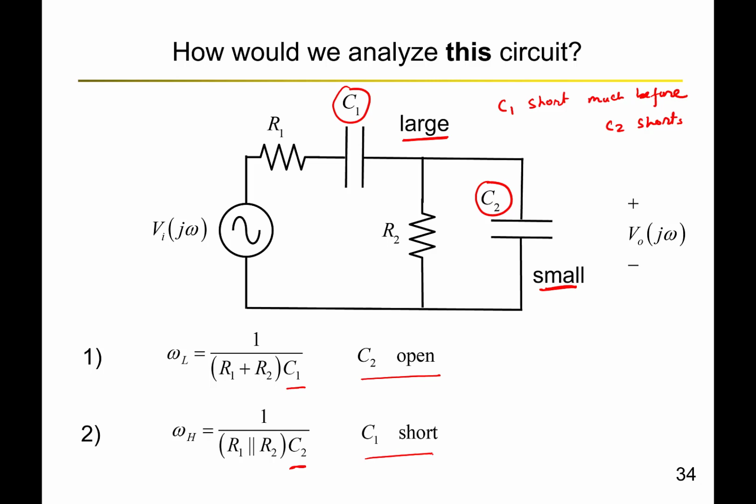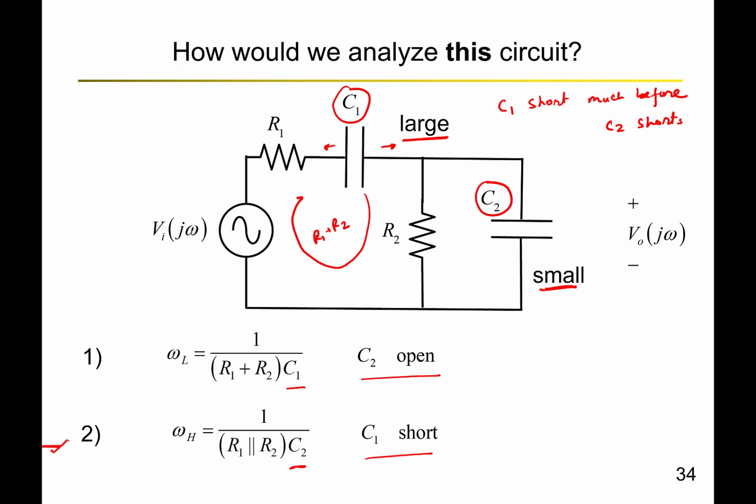So note that they are different. For C1 analysis, C2 is open; for C2 analysis, C1 is shorted. And that just comes from which capacitance is large and which capacitance is small. So now let's analyze for C1. When we look at C1 and C2 is open, the Thevenin equivalent resistance that C1 sees is simply this loop, so R1 plus R2. So the omega L, or the lower frequency, can be given by 1 over (R1 plus R2) C1.